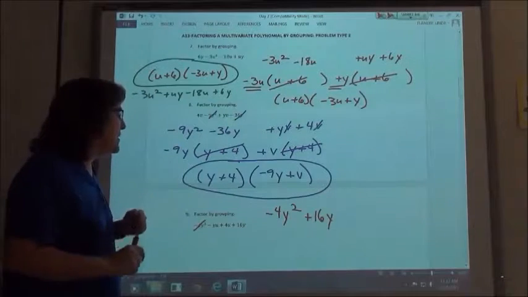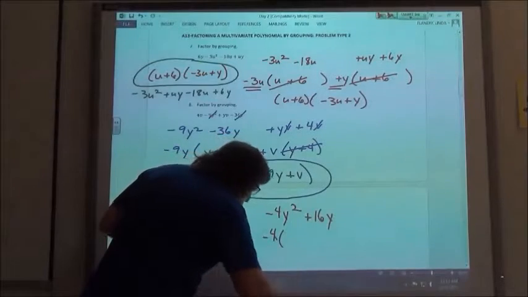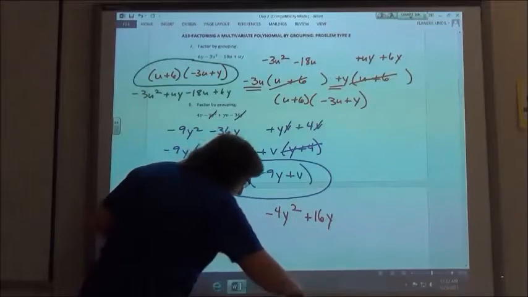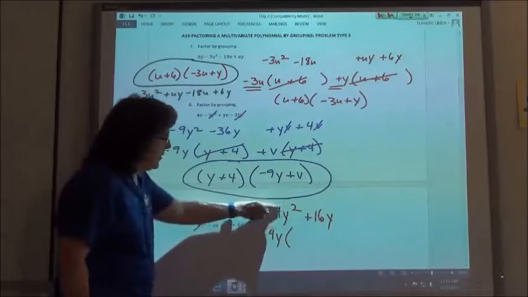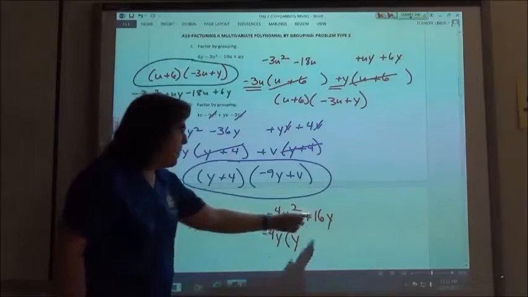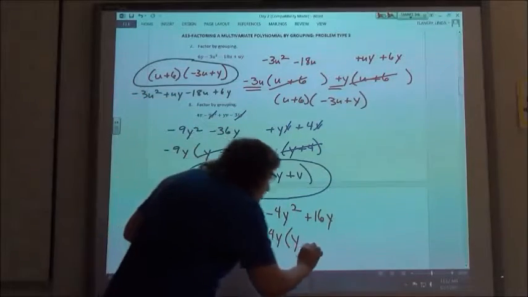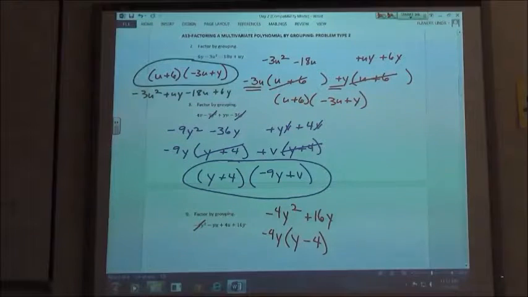In this case, I'm going to decide I'm going to take out the negative 4y, just for fun. Whoops, negative 4y. Better write my y down. So, negative divided by a negative is going to leave me a positive y. Positive divided by a negative is going to leave me a minus 4. So I have y minus 4 when I factor out my negative 4y.